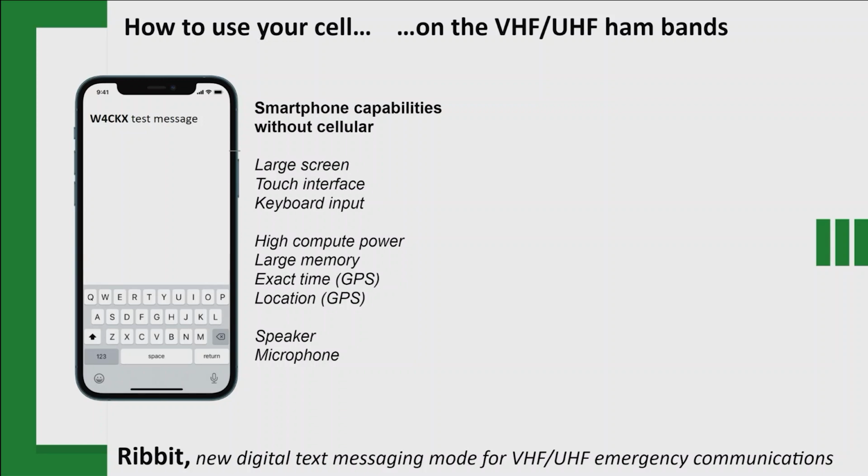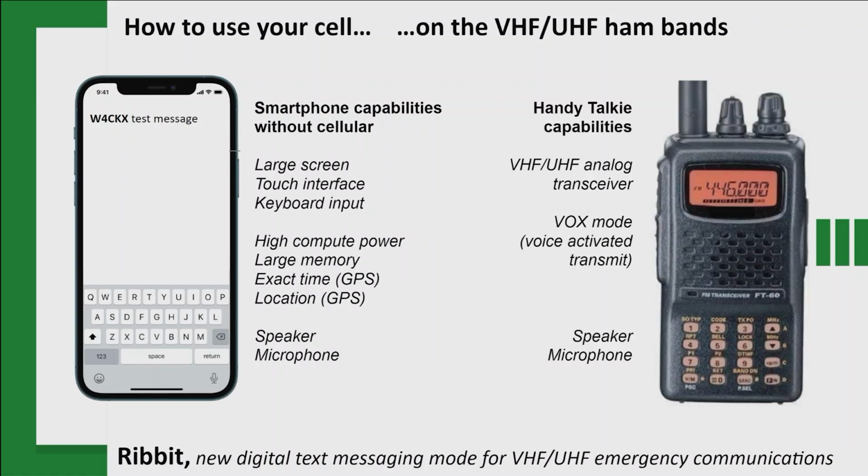We use the compute power, which is extremely fast. These days, the processor on your cell phone is multiple gigahertz, with large memory, and we can also pick up the exact time and the exact location through the GPS receiver. And of course, you've got the speaker and the microphone. Then we combine that with any handy-talkie, just an analog transceiver. VOX mode you can use, but you don't have to.